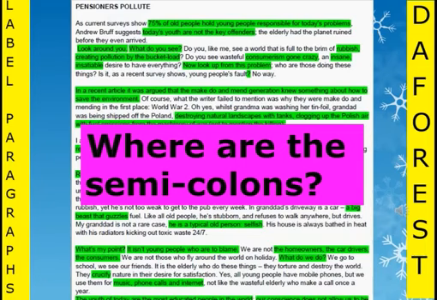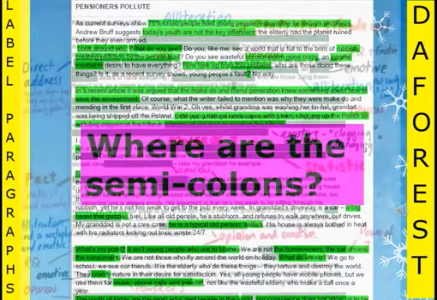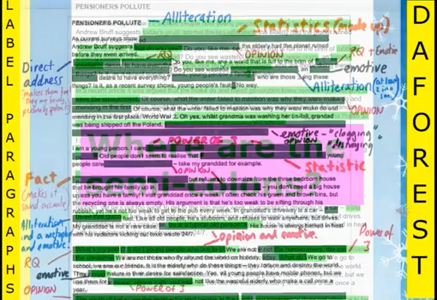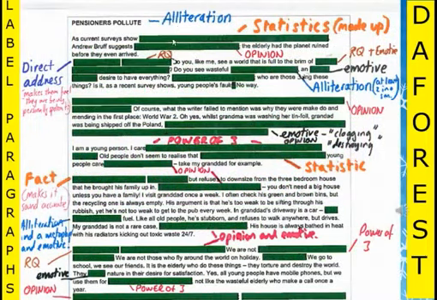So remember, a semicolon is just a punctuation. Instead of a full stop, or instead of a connective, you can put it in between two sentences that are linked and make sense on their own. So here is the DeForest. "Pensioners pollute," alliteration. "75% of old people," statistics. "Bruff suggests today's youth," opinion.